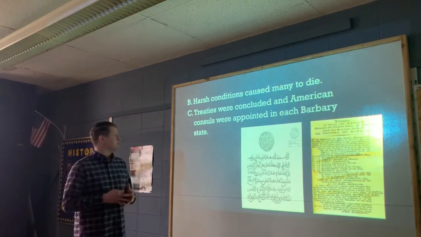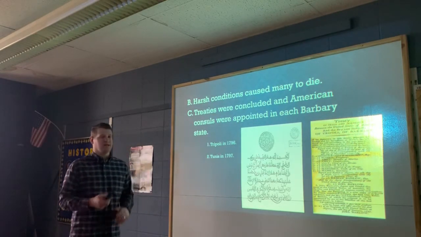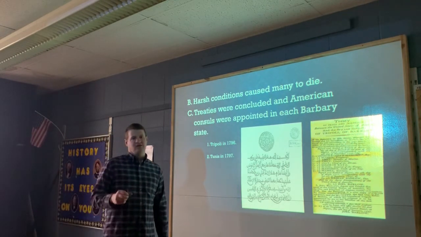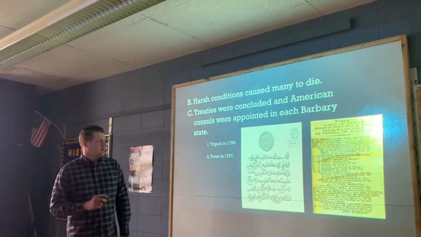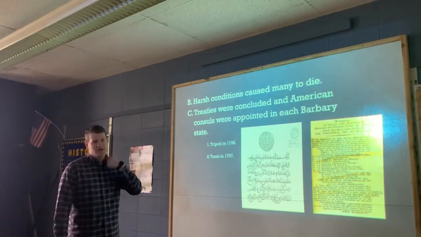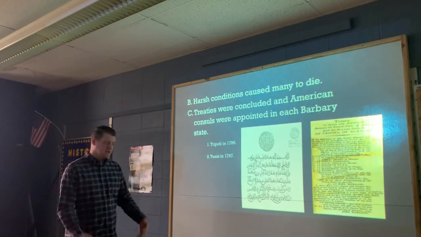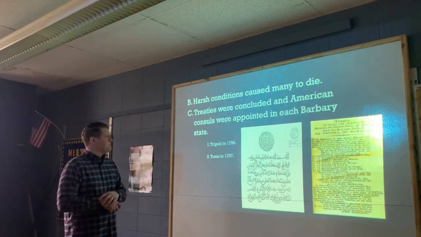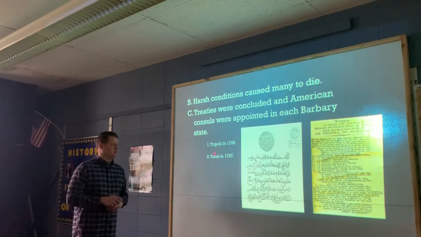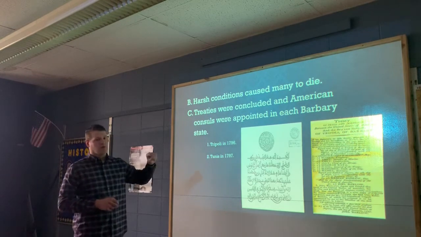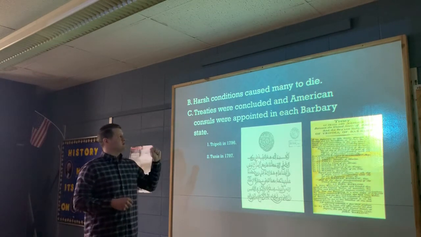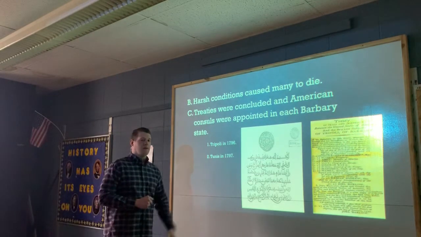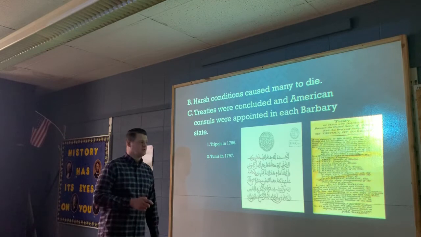Treaties were concluded and American consuls were appointed in each Barbary state. So Tripoli and Tunis, 1796 and 1797, these treaties were signed. This is it in English, this is it in Arabic. The Treaty of Tripoli, to release these American sailors in 1796 and 1797. Very important, these consuls were appointed. We'll get back to that later, but treaties were concluded. American consuls were appointed in each Barbary state, almost like an embassy. They were put there in Tripoli and in Tunis.